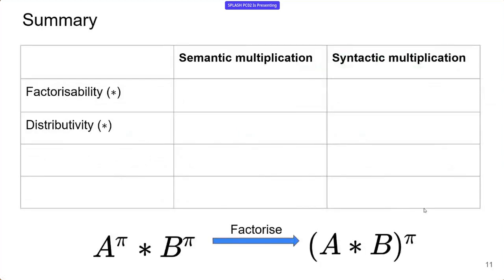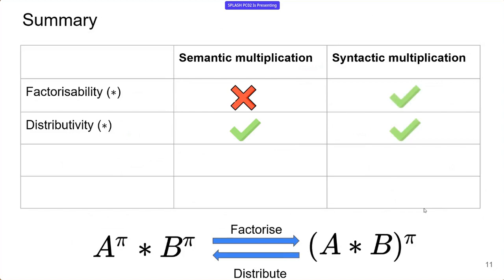So let's recap what we've seen so far. There are two different kinds of multiplications, the semantic multiplication and the syntactic multiplication. And the semantic multiplication doesn't satisfy a crucial property, factorizability, for the separating conjunction. However, the reverse property, distributivity, actually holds. And for the syntactic multiplication, just by definition, both factorizability and distributivity hold.